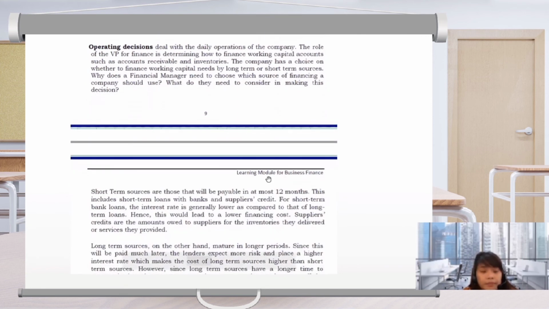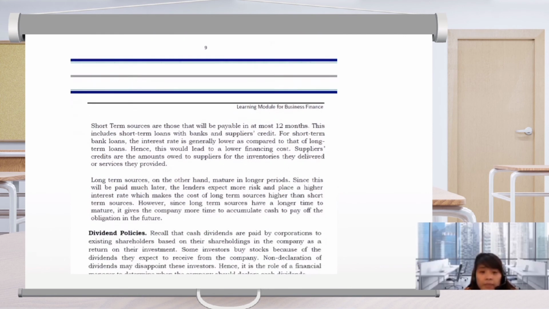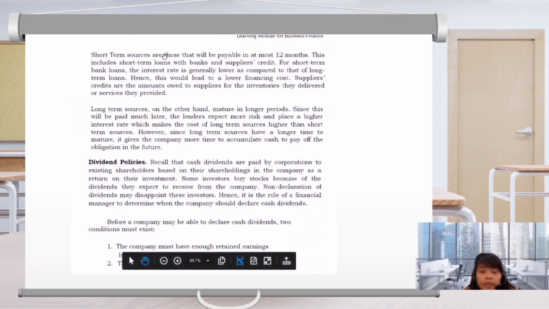Okay, next. Operating decisions deal with the daily operations of the company. The role of the VP for Finance is determining how to finance working capital accounts, such as accounts receivable and inventories. Receivable, ito yung pinautang mo na hindi pa nagbabayad. So as a financial manager, you have to make it to a point na yung mga pinautang ay magbabayad, right? So short-term sources are those that will be payable in at most 12 months. Ayan. 1 year. Ito yung mga magbabayad sa'yo.